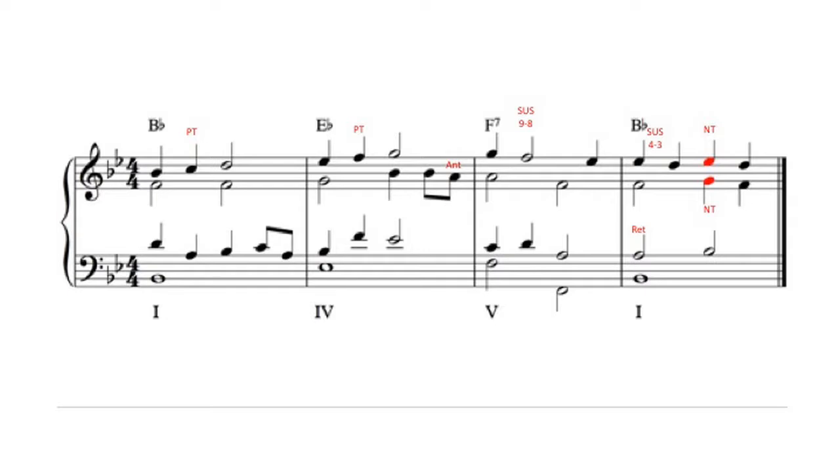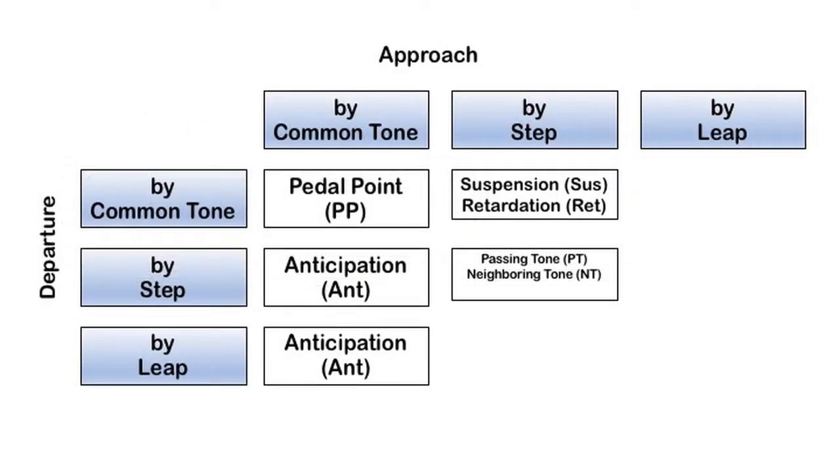Likewise, in the alto voice, in the same place, we have that G, which is approached by step, and then left by going right back to that F. That is also an upper neighbor tone. We can have upper neighbor tones, and we can also have lower neighbor tones. So the direction of the neighbor tone can be specified in your identification of that non-chord tone.